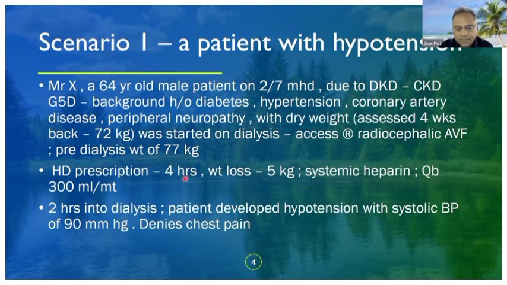It was a 4-hour dialysis. The weight loss was set at 5 kilos. He was on systemic heparin, and the blood flow was around 300 ml per minute. Two hours into dialysis, the patient suddenly developed hypotension with a systolic blood pressure of 90 millimeters of mercury. He denies any other cardiac symptoms like chest pain.